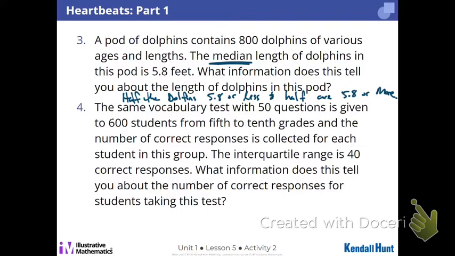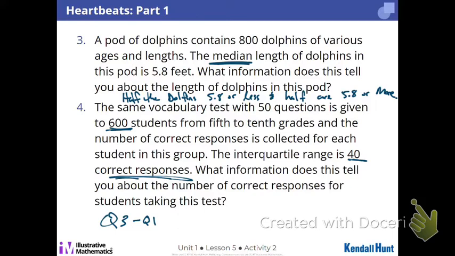Cool. Now, there's a vocabulary test, 50 questions, given to 600 students, so quite a few students, right? And the interquartile range, or as we talked about, quartile 3 minus quartile 1, gave us a difference of 40 correct responses. What does that tell us? Half of the data is in a range of 40 questions.